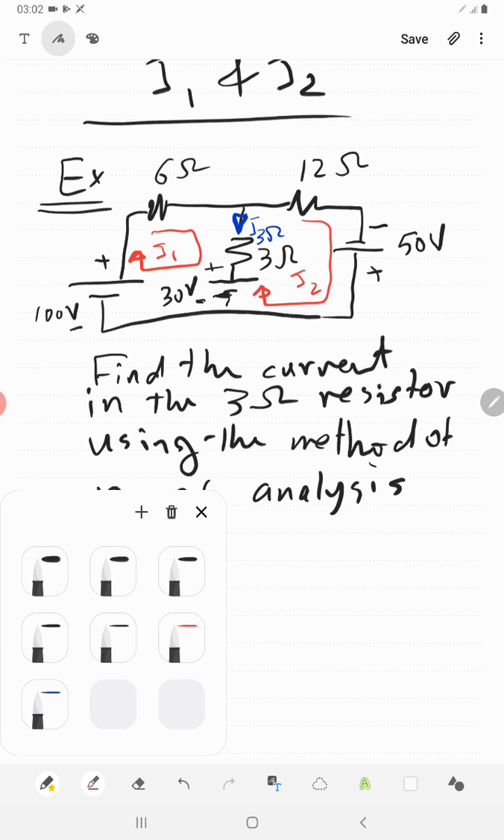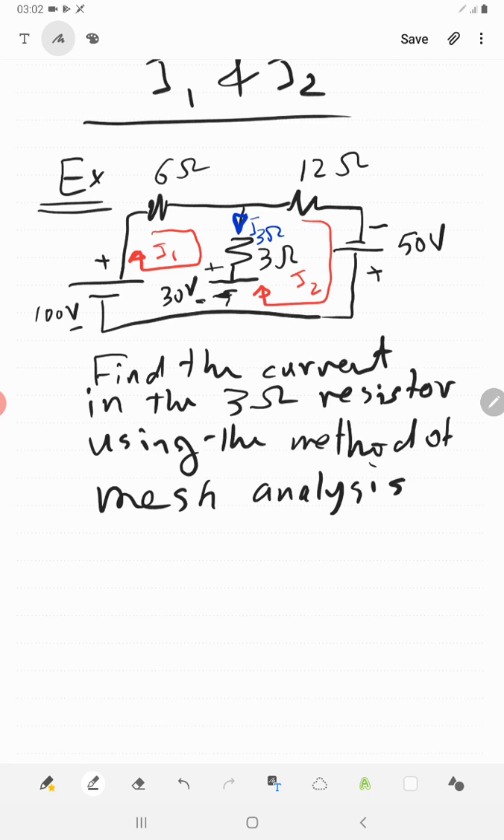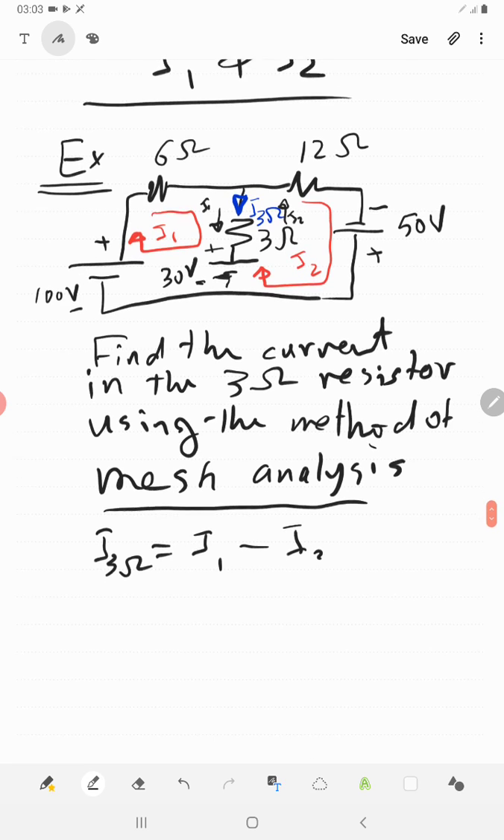According to this, we want to determine the current in the 3 ohms resistor. So I 3 ohms is equal to I1 minus I2. Why? Because this is I1 in this direction, while this is I2. So I1 is in the same direction as I 3 ohms, while I2 is in the opposite direction, so we say I1 minus I2. Okay?